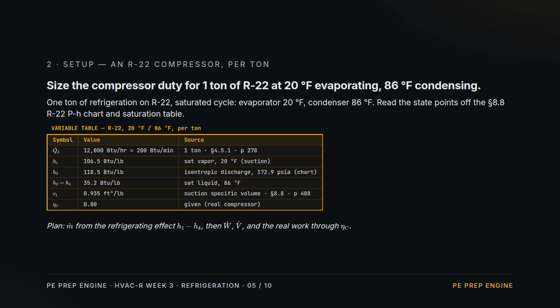Setup. An R22 compressor sized per ton. 1 ton of refrigeration, saturated cycle, evaporating at 20 degrees and condensing at 86. Off the R22 chart and table, suction enthalpy 106.5, isentropic discharge about 118.5, saturated liquid leaving the condenser 35.2, and a suction-specific volume of 0.935 cubic feet per pound. The real compressor runs at 80% isentropic efficiency. The plan: get the mass flow from the refrigerating effect, then the work, the volume flow, and the real work.